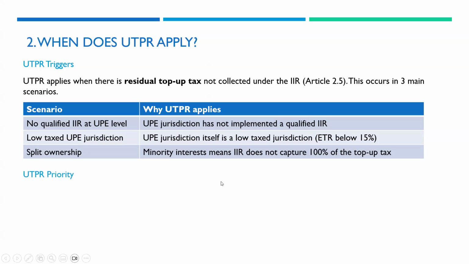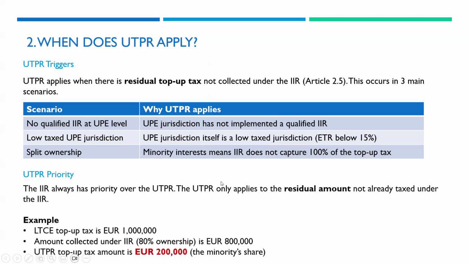Well, how would UTPR be collected? See, it's always IIR which would be collected first. IIR always has priority over UTPR, and UTPR only applies to the residual amount not taxed under IIR. Let's say that the LTCE's top-up tax is 1 million. So let's say the UPE has an 80% inclusion ratio through IIR, how much will they collect? 1 million into 80%, which is 800,000, would be paid by the UPE jurisdiction. So the UTPR amount would be on the minority share, or the residual amount, which is not taxed as per IIR.